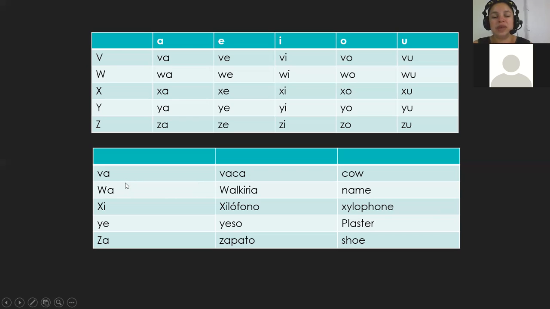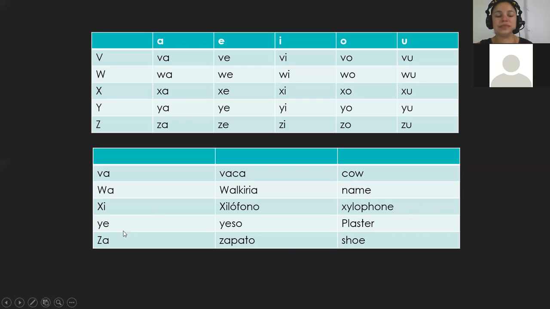We have va, like in vaca. Vaca in English is cow. Walkiria. Walkiria is a name of a person. The W is mostly used with the names of people. So we have the X, like in xilófono. In English, xylophone.